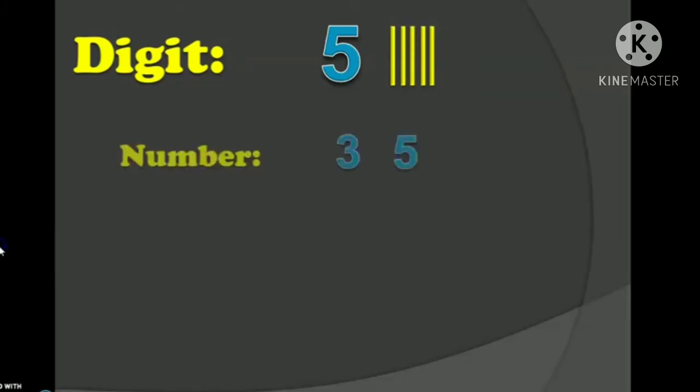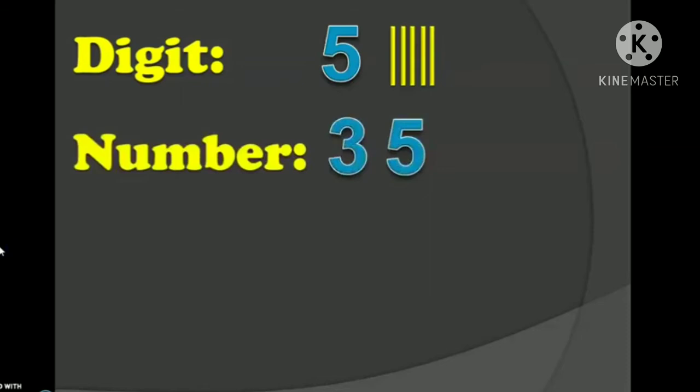About place value. Consider the digit 5. This is a single digit number. How will you represent 5? Here I have represented it using 5 sticks. 1, 2, 3, 4, 5. Now consider the number 35. This is a 2-digit number. How will you represent this number?